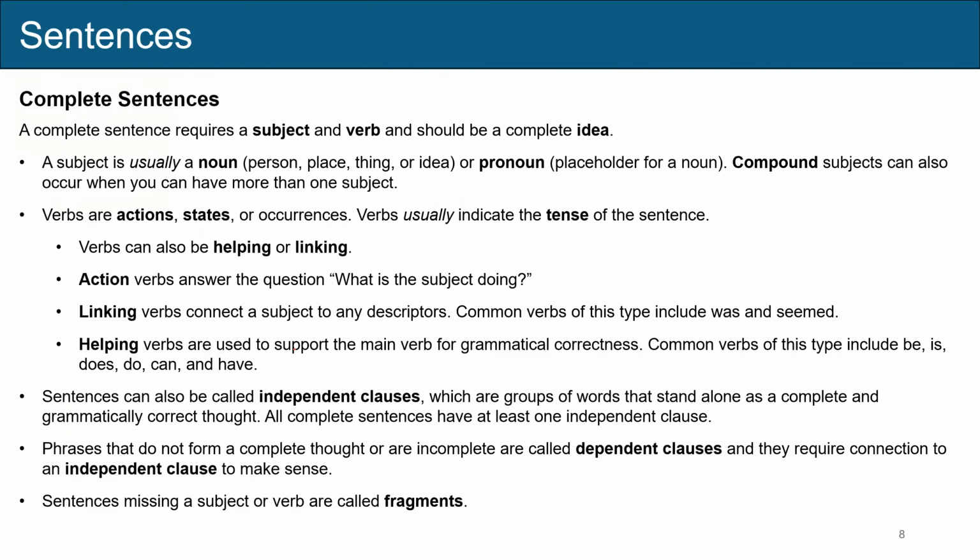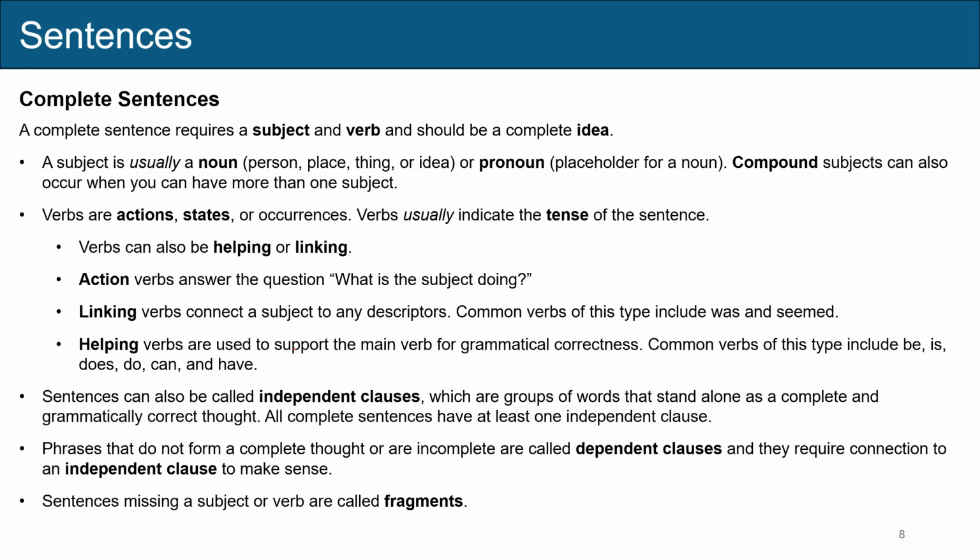Now, any sentence should be complete, which is to say that it has a subject and a verb and represents a complete idea. Your subject is usually a noun, some sort of person, place, thing, or idea. Sometimes you can use a pronoun in place of that noun.